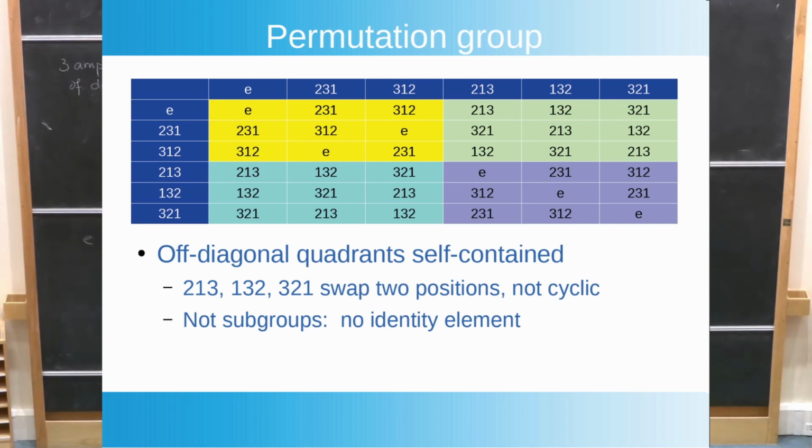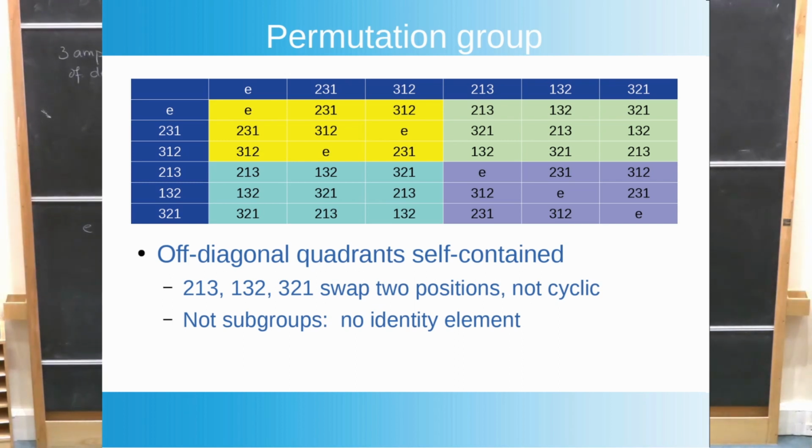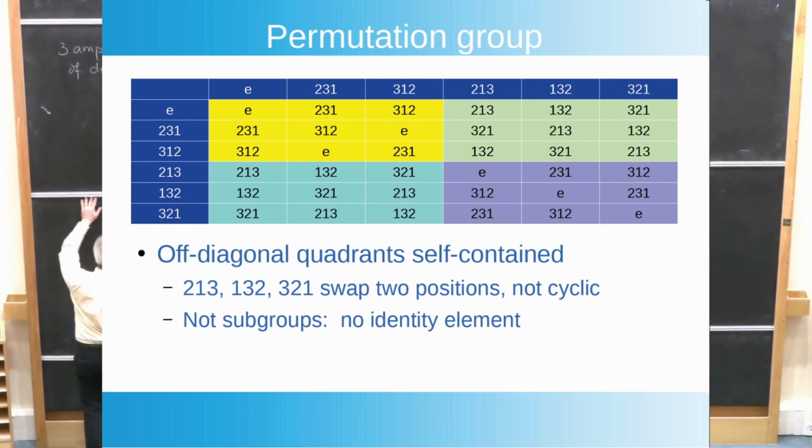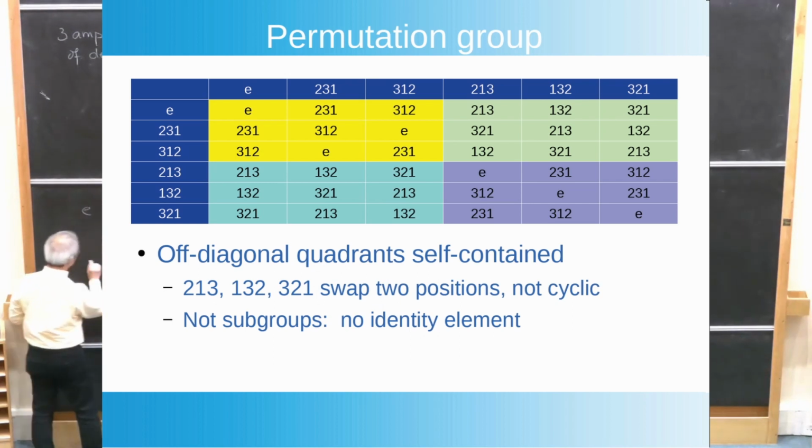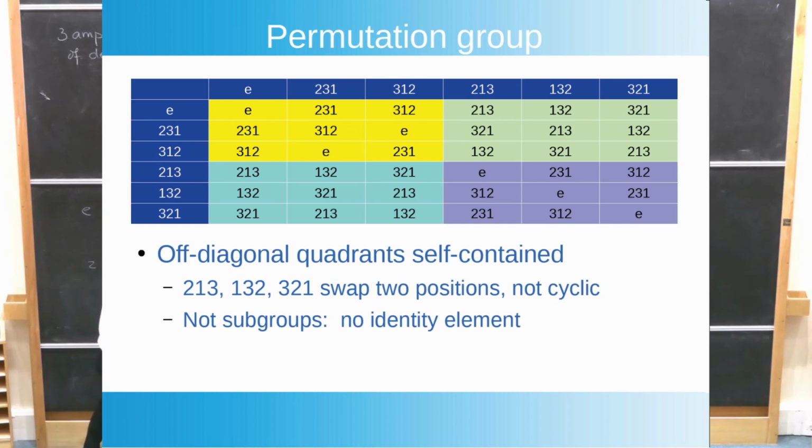Right. Now these are not cyclic. It also doesn't include an identity element. So these can't be groups in themselves. What you're seeing is that we have these elements 2, 1, 3, and 1, 3, 2, and 3, 2, 1.